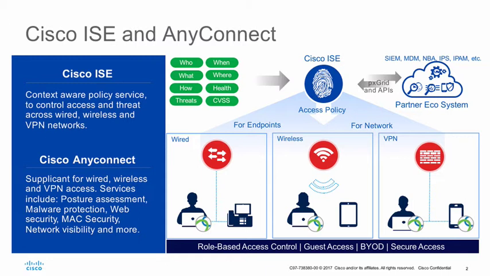So what I wanted you to take away from this slide is we do take in a lot of context, the who, the what, the when. We also integrate with pxGrid and APIs to bring in partner ecosystem information, and we can then make intelligent access control decisions based upon that information for your wired, wireless, and VPN networks.